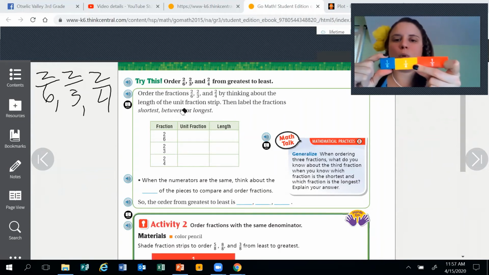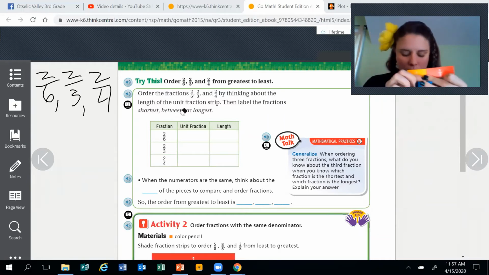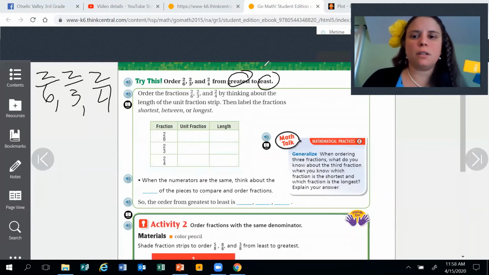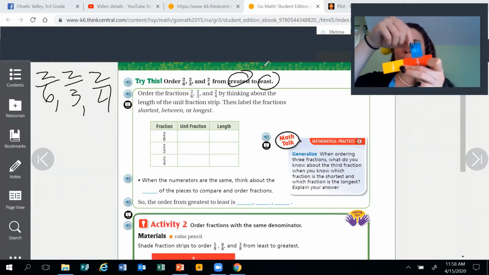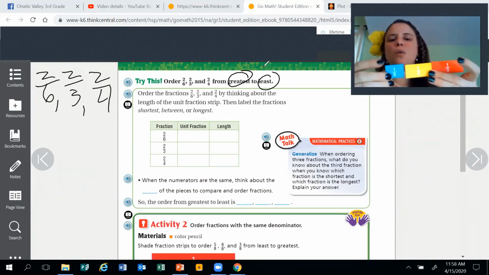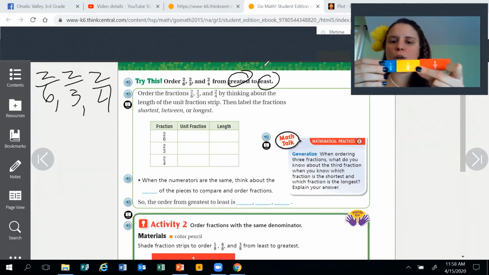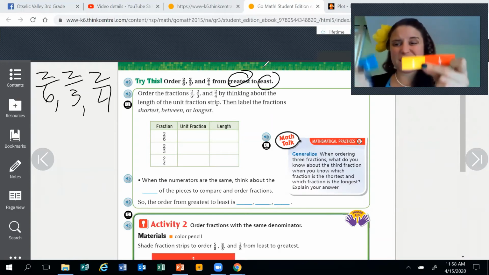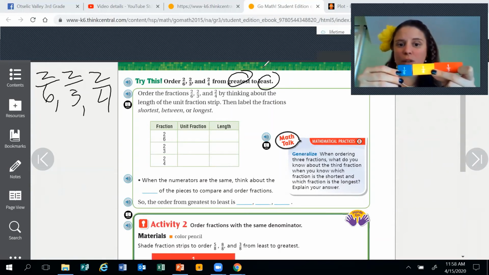And I actually put them in order. Now, are we doing greatest to least or least to greatest this time? You look at what our page says. It says greatest to least. So you want to put them in order from the biggest one to the littlest one. These are not the same as 2/6, 2/3, or 2/4. These are the unit fractions. There's only one of them. But this is the size of the pieces we're going to be working with, okay?